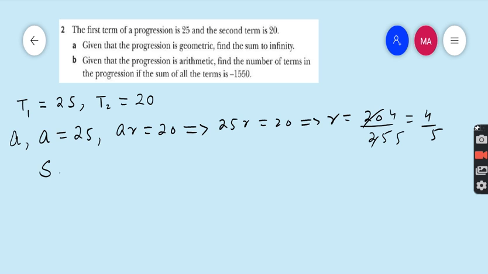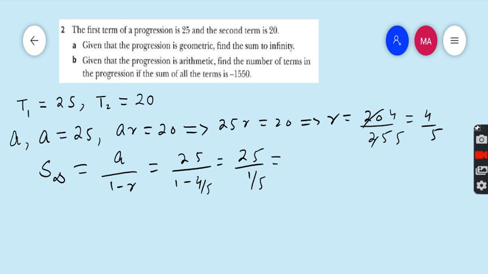The formula for the sum to infinity of a geometric series is S infinity is A upon 1 minus R. A is 25, and 1 minus R is 1 minus 4 upon 5, that is 1 upon 5. This 5 should be multiplied by 25. So 25 into 5 is 125. This is the answer of part A: the sum of the infinite geometric series is 125.